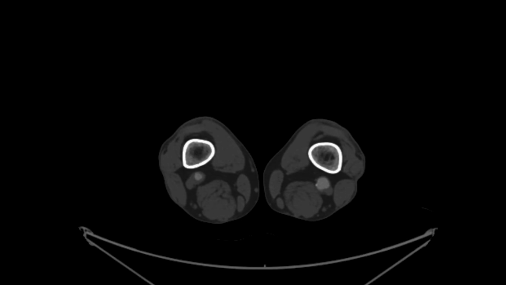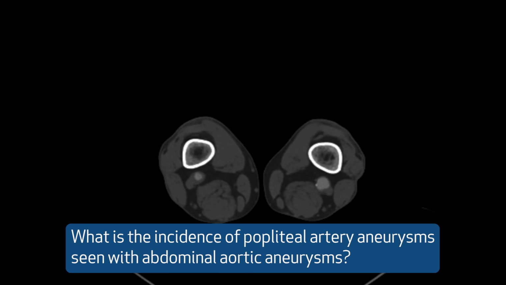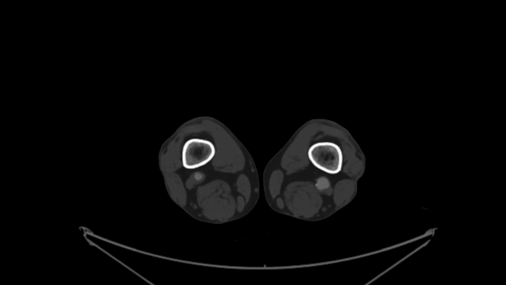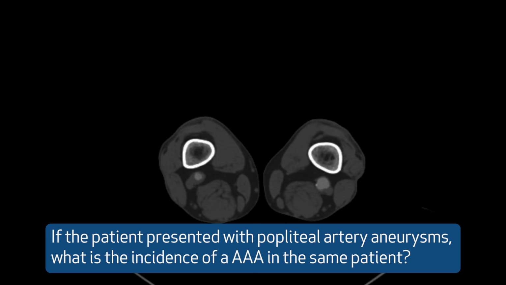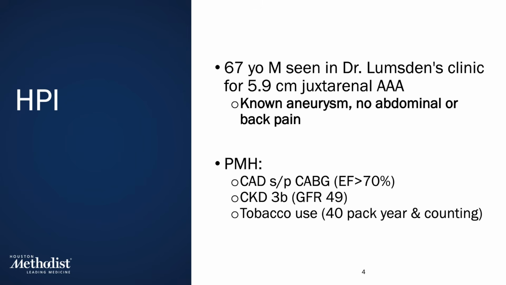Let's pause here and review a commonly tested VSET question. What is the incidence of popliteal artery aneurysms seen with abdominal aortic aneurysms? And if the patient presented with popliteal artery aneurysms, what is the incidence of a AAA in the same patient? Alright, back to our case.